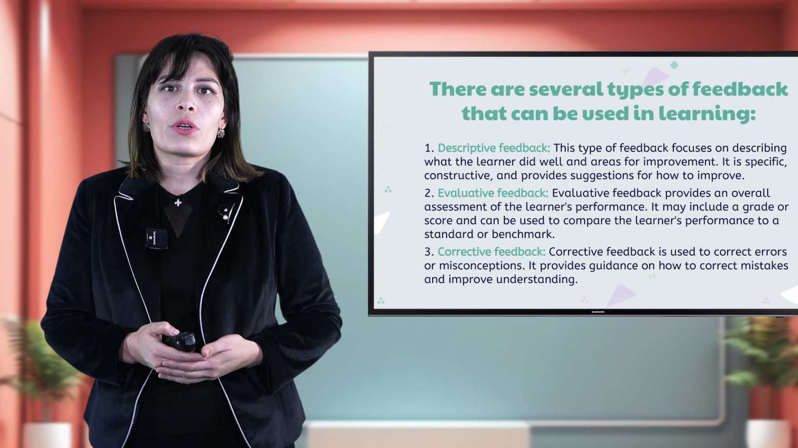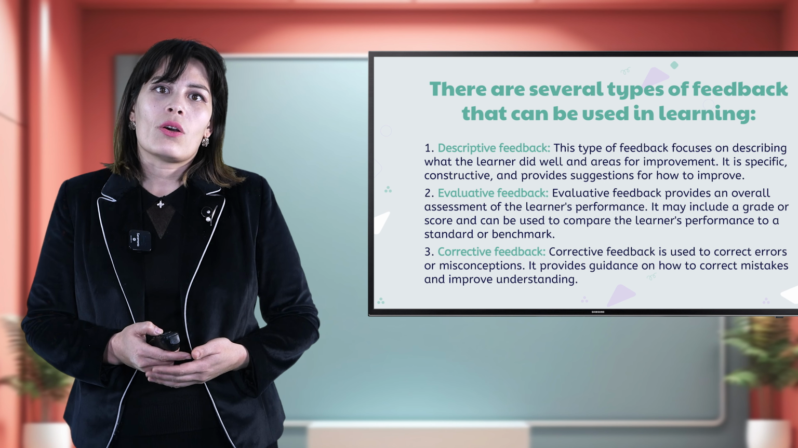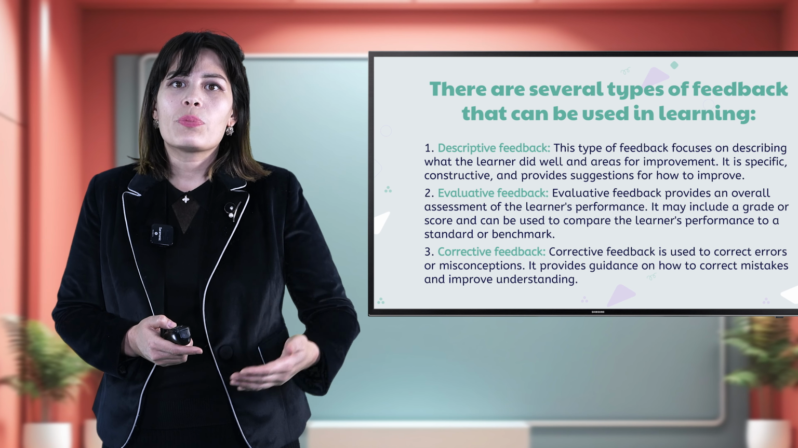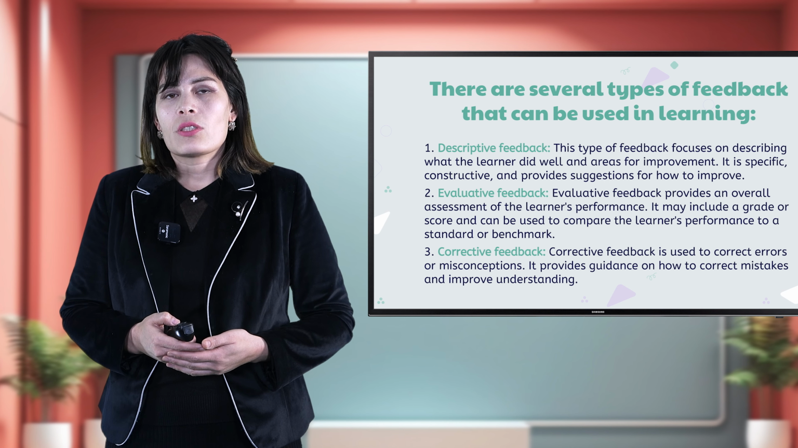And the next one is corrective feedback. You know that corrective means to correct someone's mistake. It is also clear from its name. Corrective feedback is information that can be used to correct errors or misconceptions. It provides guidance on how to correct mistakes and improve understanding. So this is also one of the main types of feedback.